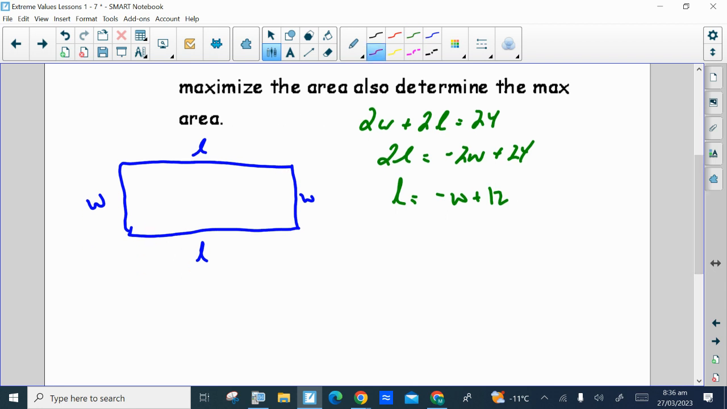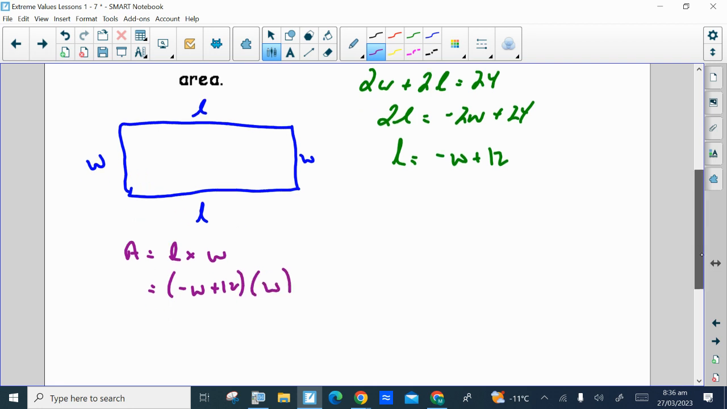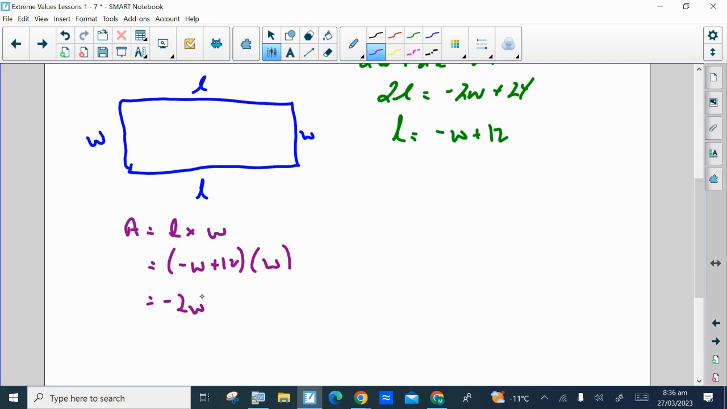So now we can say that area is length times width. L in terms of W would be negative W plus 12, times W, the width, gives us negative W squared plus 12W. So again, you did something similar to this in 20-1 in quadratics. The difference, though, is that in quadratics, we found the maximum of this quadratic, and it has a maximum because the quadratic opens downwards. We know that because the initial term is negative.